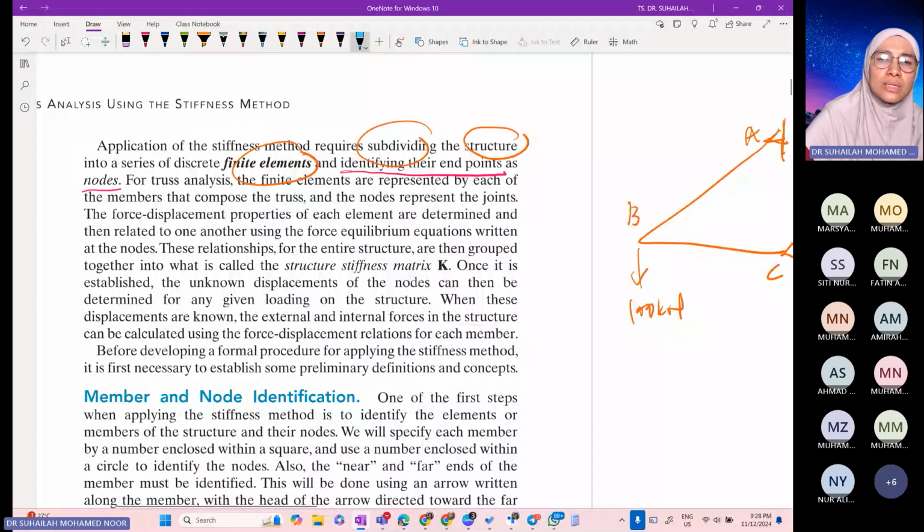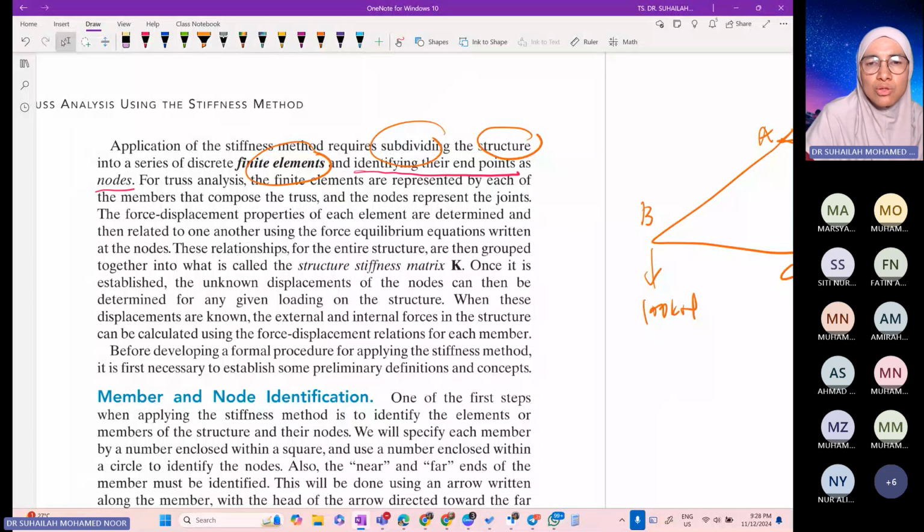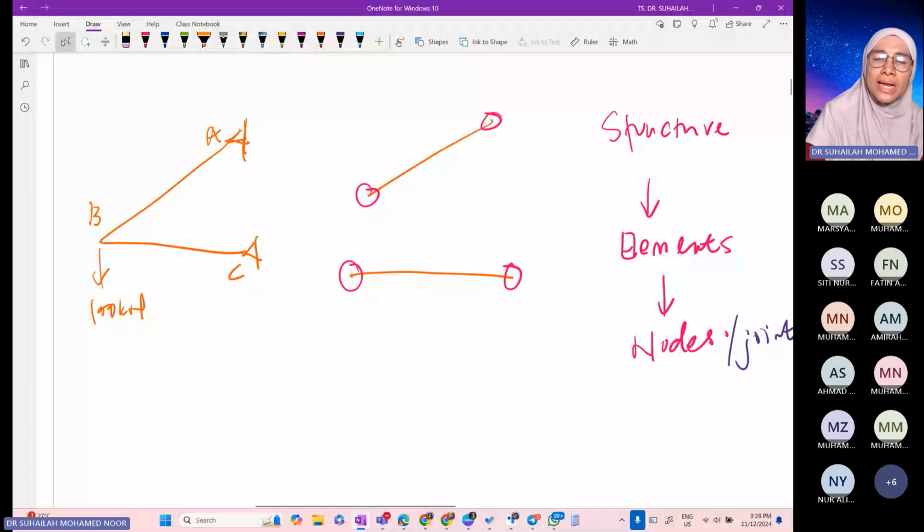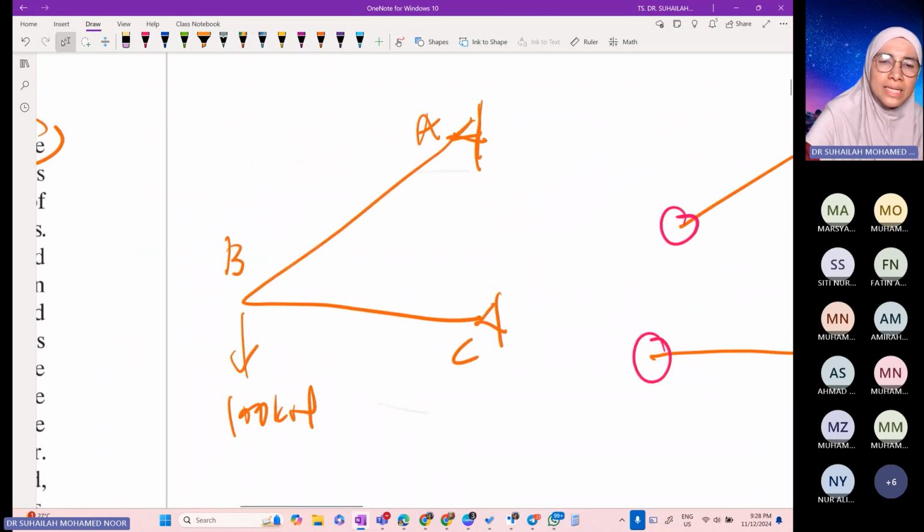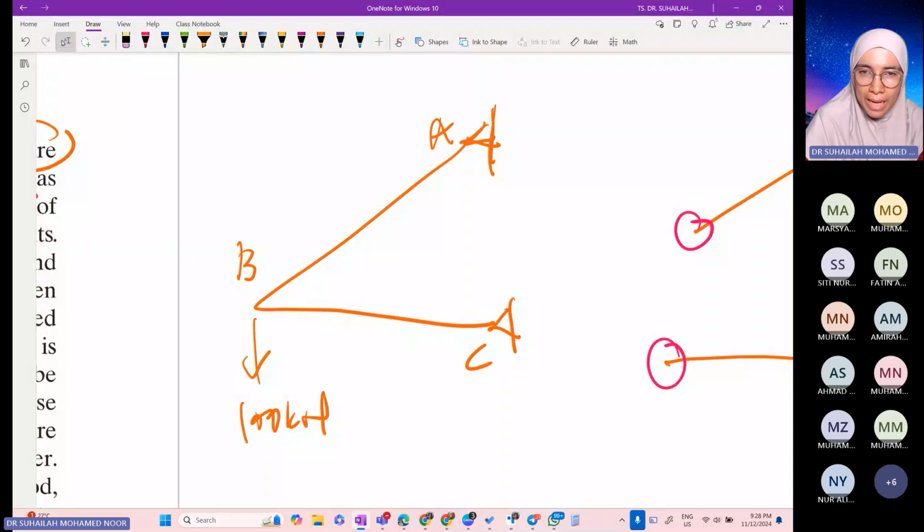Okay, so maksud subdividing structure into element adalah kita untuk analisis, kita dapat soalan structure. Tapi apa kita kena buat, kita akan pisahkan jadi elemen. Kalau ada dua elemen, kita kena analyze element 1, analyze element 2. Kalau ada 3 elemen, element 1, element 2, element 3. Okay. So kat sini, kalau conventional way, kita draw truss, kita akan draw just like this.